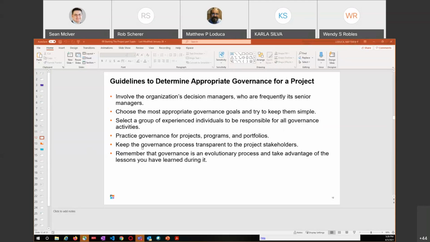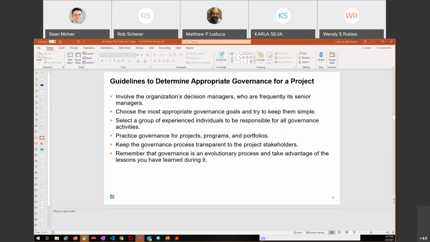Getting experienced people to do it. I mean, we want experienced people to do everything, right? Newbies have to come in and they have to learn. But yeah, we want experienced people if we can get them. Practice governance on project programs and portfolios. We have PMOs for all kinds of that kind of governance stuff.